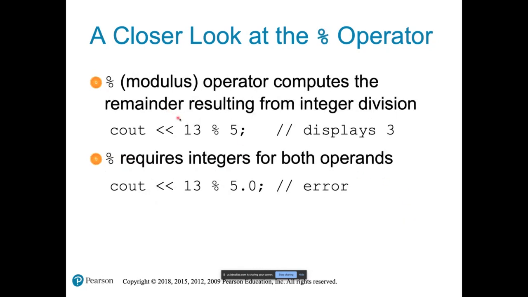Right here, the modulus, 13 modulus 5 gives you 3, but it's going to give you an error because remember I said it gives you a remainder of integer division. So it's going to be caught right here because this is not an integer.